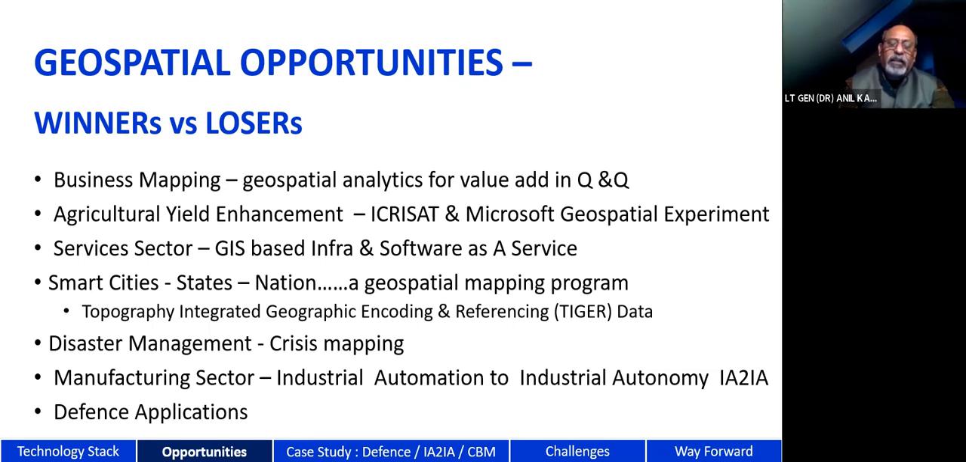The next is disaster management. I think this is a huge area with huge applications. Crisis mapping is very important. Through the TIGER data, every place can be so well mapped that when a crisis happens, you could map the satellite imagery of before the crisis and after, and see what the areas of opportunity are to restore the situation.